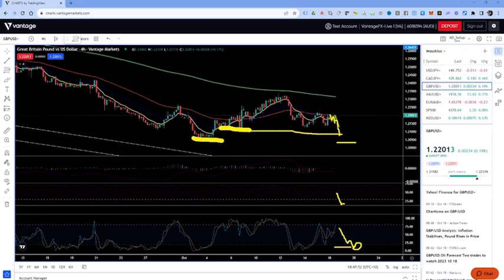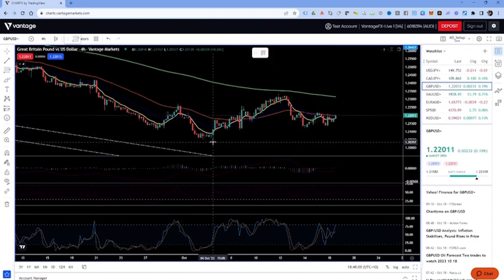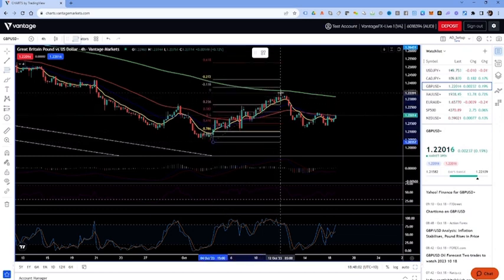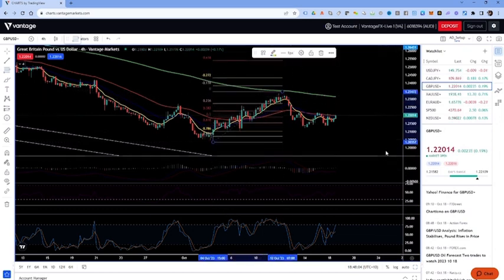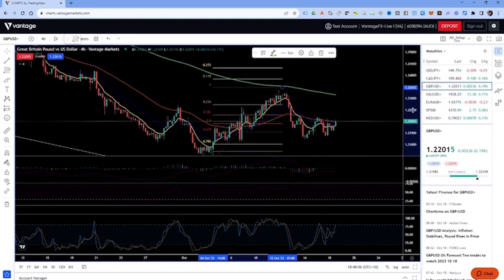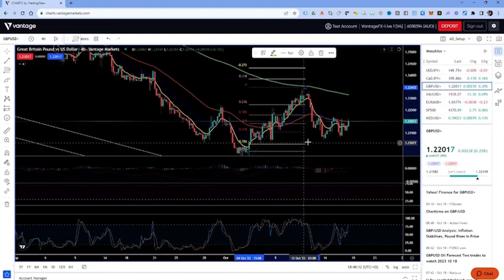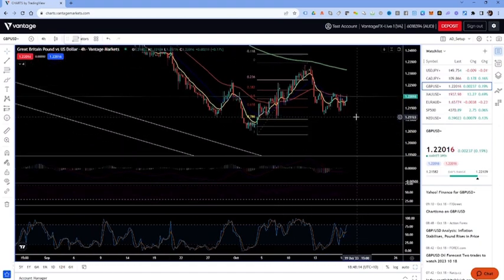Okay. Now, the other thing that you can do is you can also take your Fibonacci tool like this, and we can see where the Fibonacci's come in. So far we've actually pulled back between the 618 and the 786. So the next Fibonacci is actually here around 78.6, which is around 121.